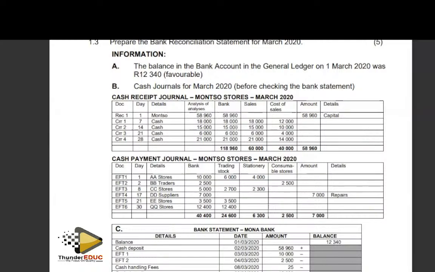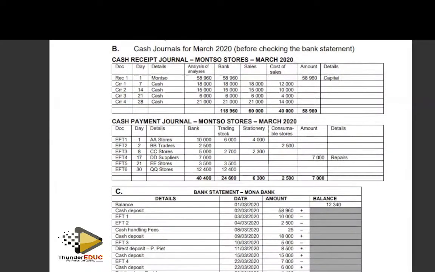Remember, you are the one preparing this cash receipts journal in your books in the company. Then we have the cash payments journal. This is where all the cash paid out of the business is recorded. Whenever you make any payment, you record it in the cash payments journal. This one is also prepared by you in the business.